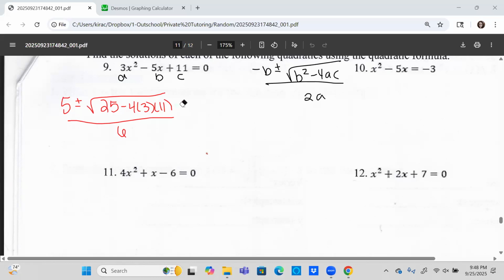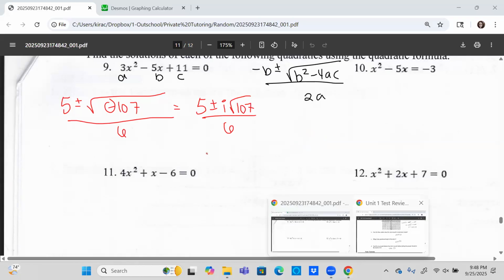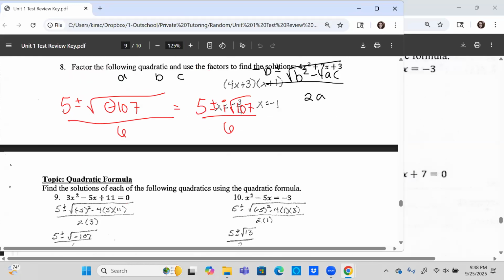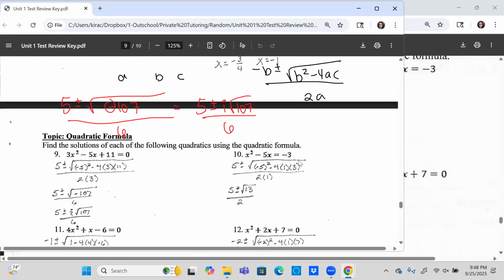-107. We don't like that negative. We're going to pop that out and make it an i. So that's going to be 5 plus or minus i root 107 over 6. 107, that doesn't divide by 2, that doesn't divide by 3, doesn't divide by 4, not 5, not 6. I think it's prime. So I think you're good. Okay, I'll check it. Yep, he's good. All right.